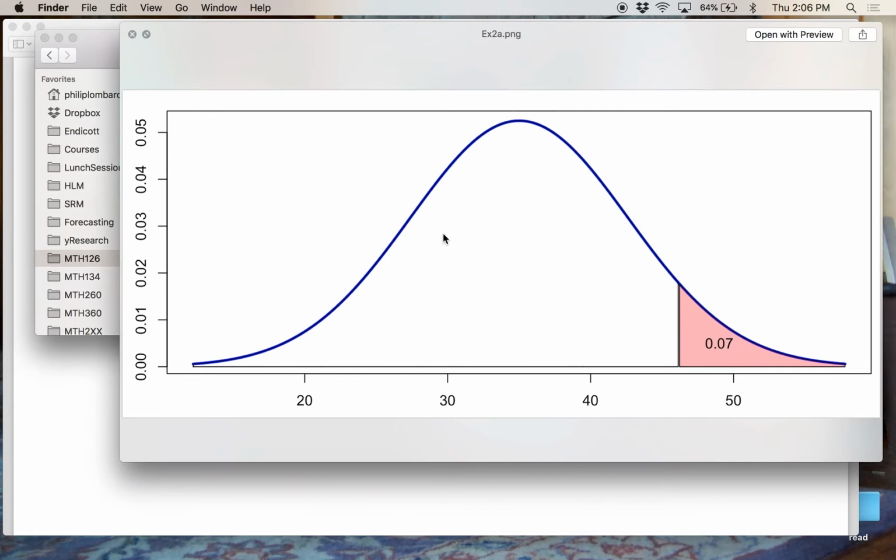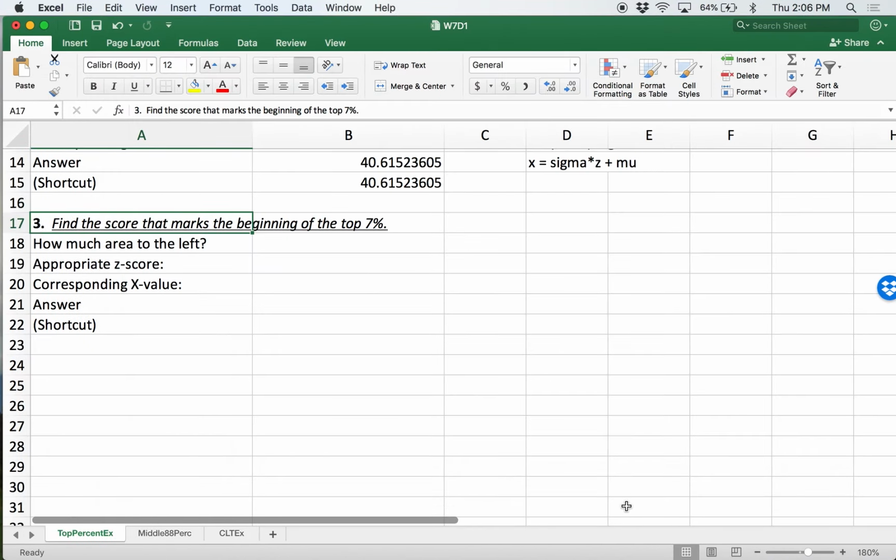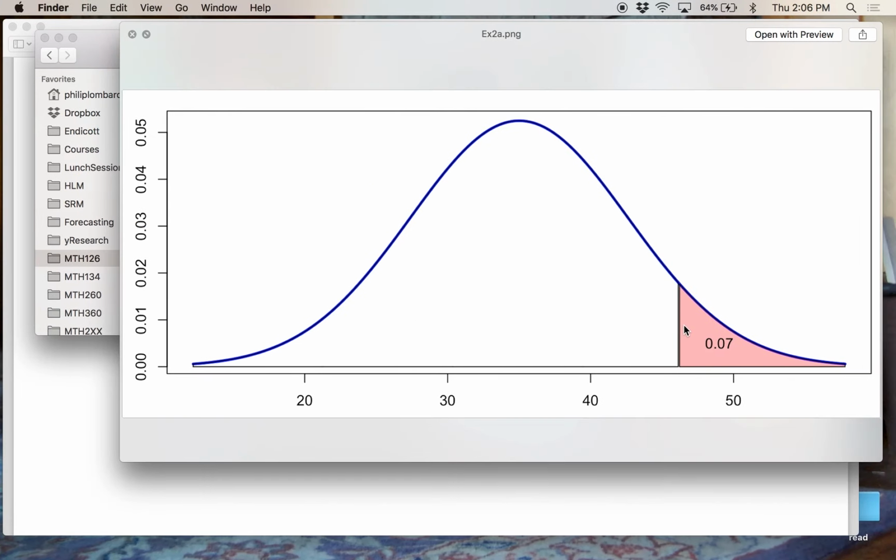We've got our normal distribution. The mean's roughly about 35. The standard deviation is determined by this width over here. Here's the score we're looking for. We want to know where along the horizontal axis this transition occurs, where you have 7% above, right? So keep in mind we're dealing with the top 7%.